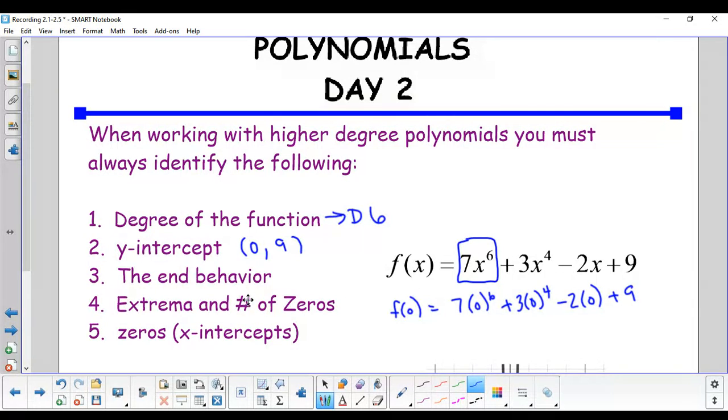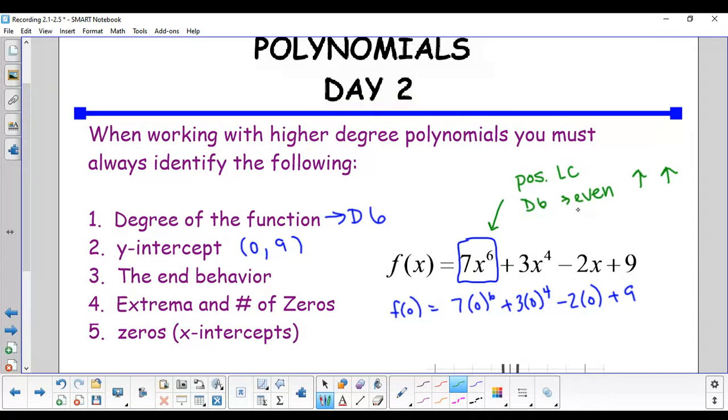Next, we want to determine the end behavior. Again, the end behavior is connected to this term that I have in the box. And because the leading coefficient is positive, so I'm going to say a positive LC or leading coefficient, and that the degree is even, I can know that our end behavior is going to be the same or going the same direction. And because it is positive, I know that my end behavior is positive infinity and positive infinity.